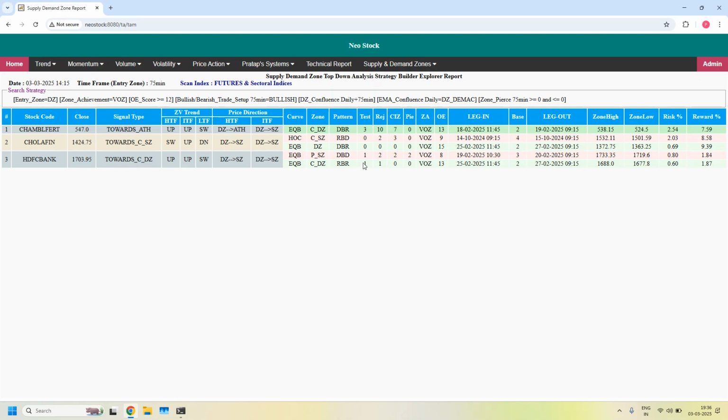HDFC also already tested. Maybe it might have been tested today or yesterday. If it is in yesterday's report, and if it is tested today, the trade is executed. That way you have to understand.